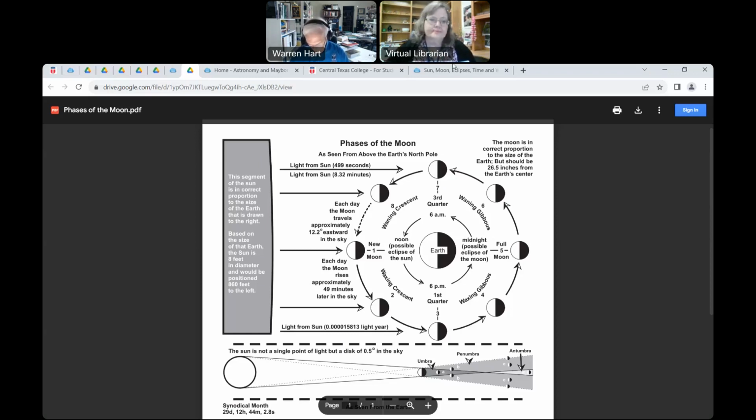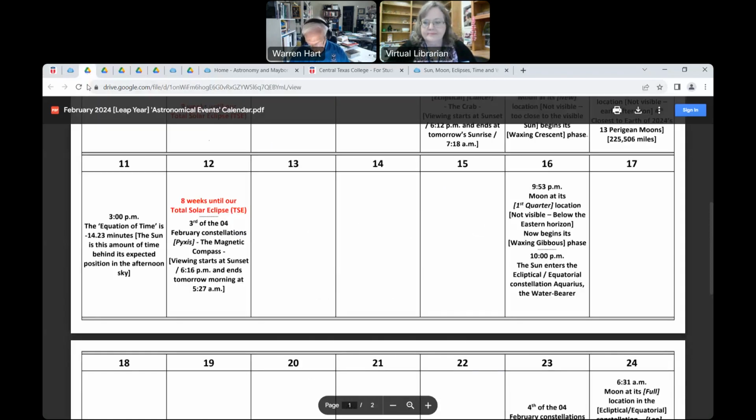Okay, let's go back, if you will, to the page, and there we have the first quarter. And look down at 10 o'clock in the evening. We're going to have the ecliptical and equatorial constellation Aquarius the water bearer. So let's take a look, if you would, there at Aquarius.